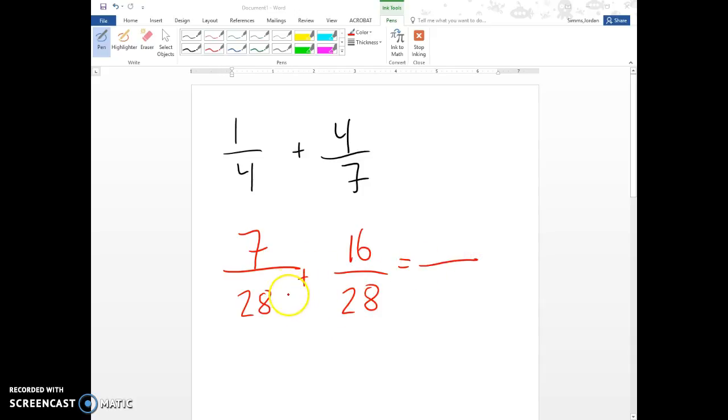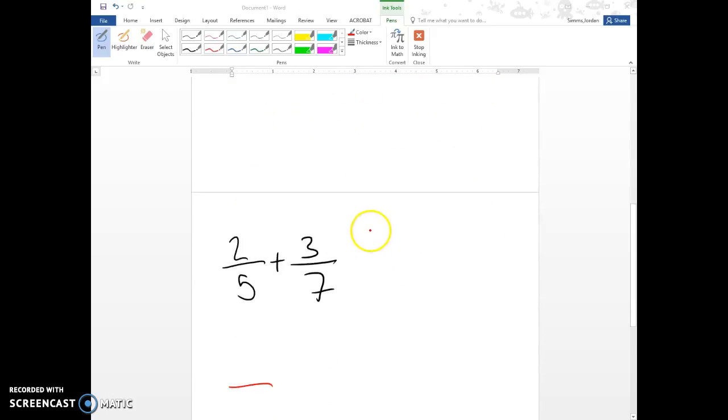Whenever we add or subtract fractions, we never mess with the denominator once it's the same. So our denominator is just going to be 28, and then we add or subtract the numerators as per the question. So here, 7 and 16, that's going to be 23 out of 28. That's going to be our answer there.